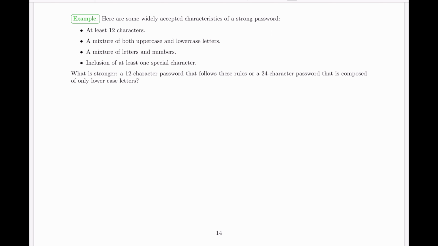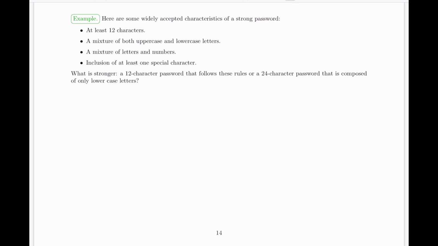What I am interested in is if you stick to the minimal requirements and have exactly a 12 character password that follows these rules, is it better or worse than a password double the size that is composed of only lowercase letters? So is the claim that something like this produces a strong password actually legitimate?